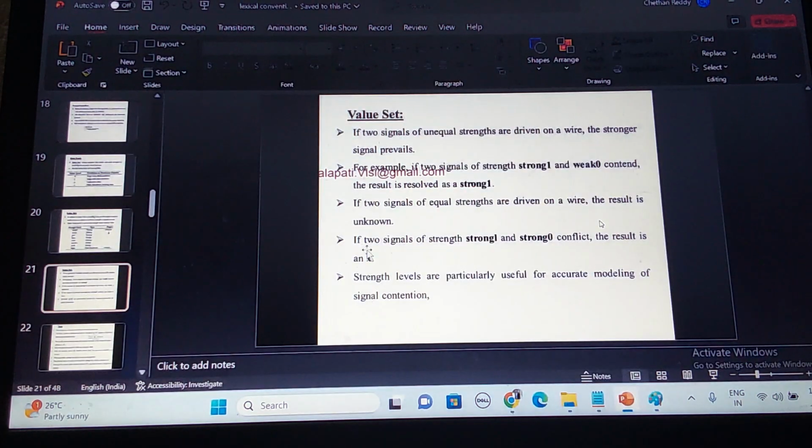You can see another example here. The two signals of the same strength, strong 1 and strong 0, conflict. Y1 is a strong 1, Y2 is a strong 0, both are driving the wire. It is a conflict. The result will be unknown. In this case also unknown.